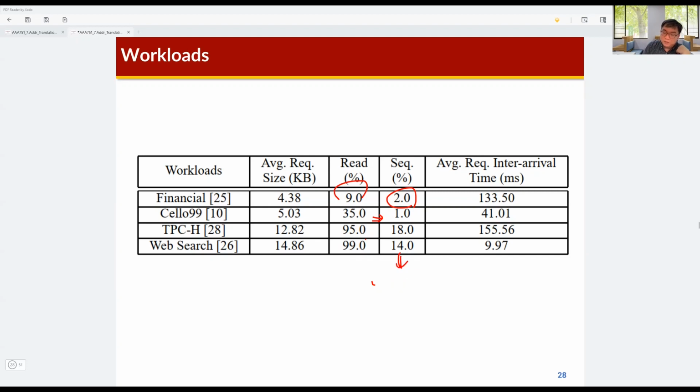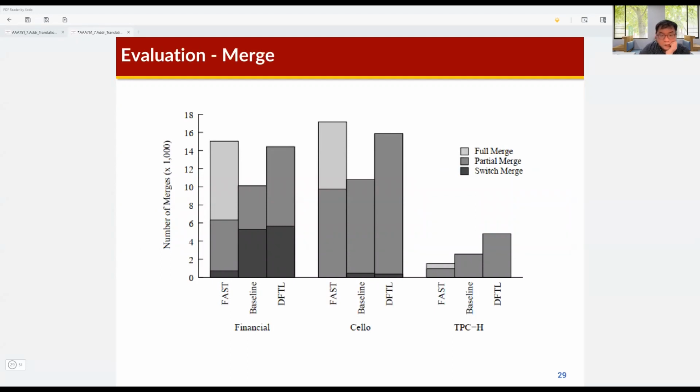Because the performance of DFTL will be highly influenced by the percentage of sequential write or random write, and also the percentage of read and write operations. Okay. This graph shows the number of merges by FAST, baseline, and then DFTL.